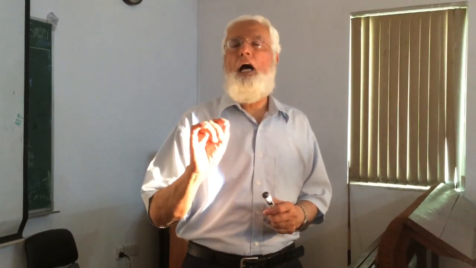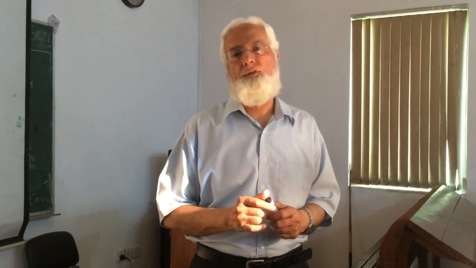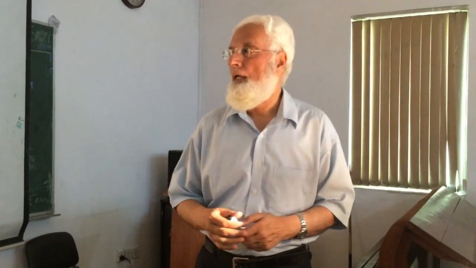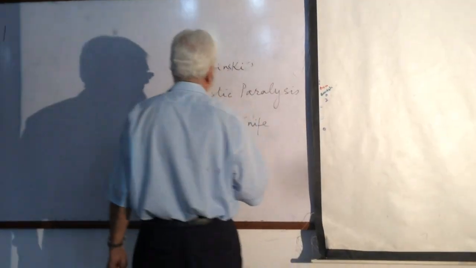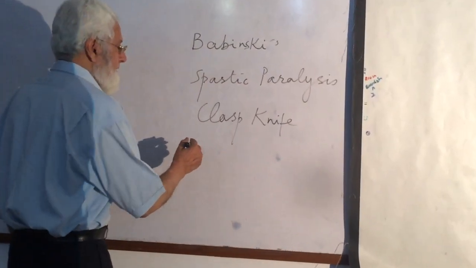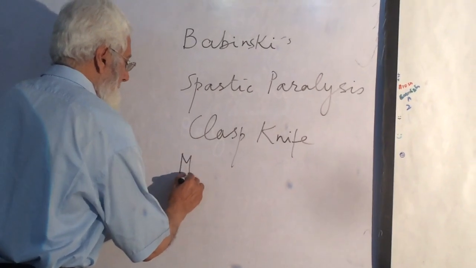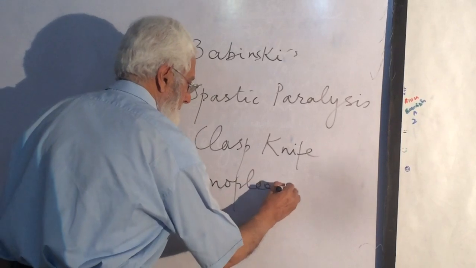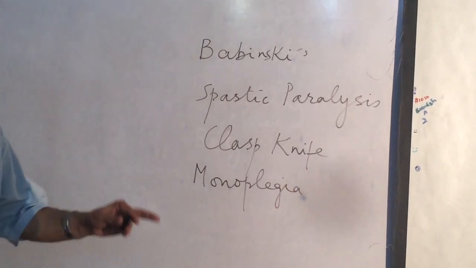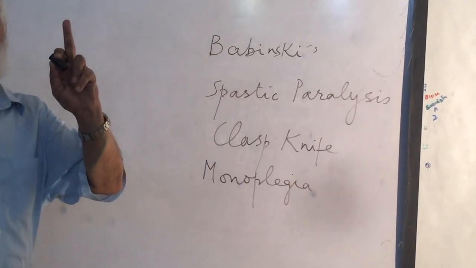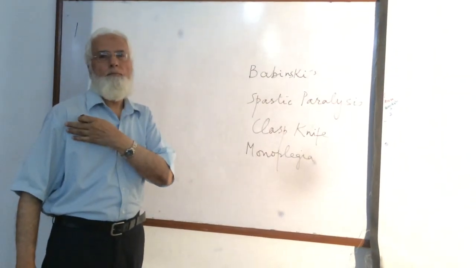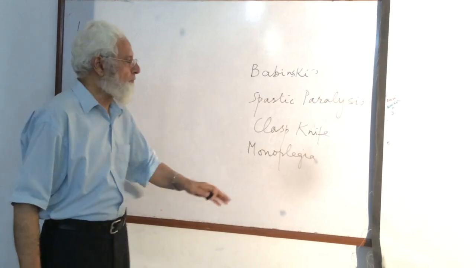Next, about the types of paralysis. Monoplegia: paralysis of one limb. So one limb is paralyzed, say one arm or one leg. This is monoplegia.